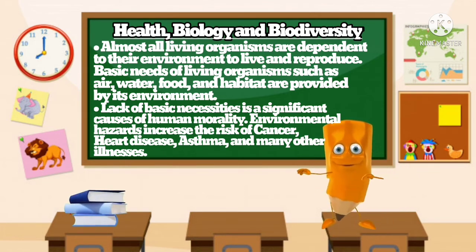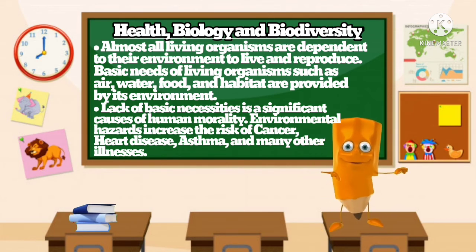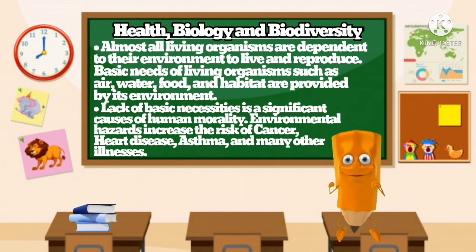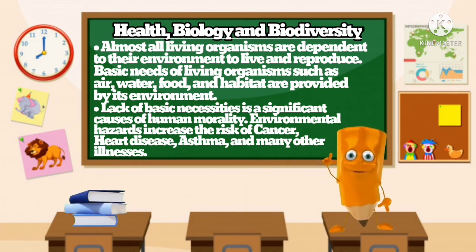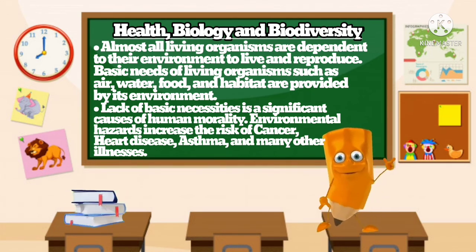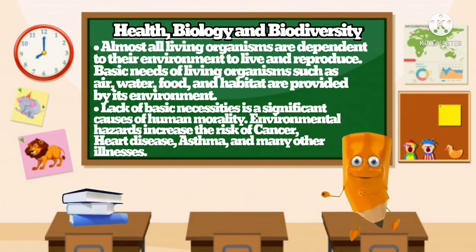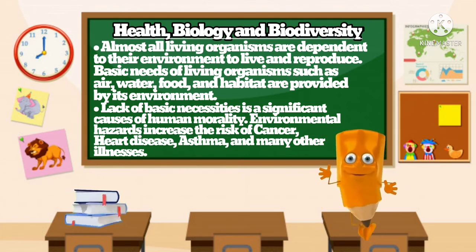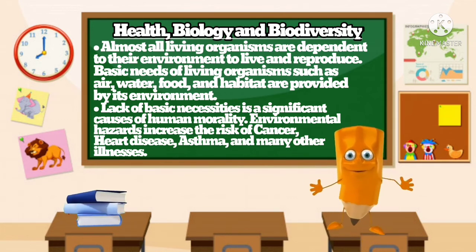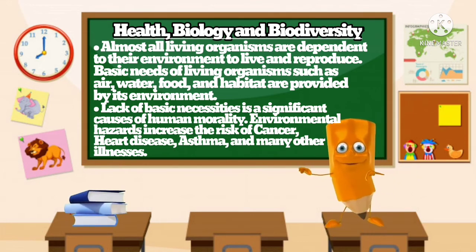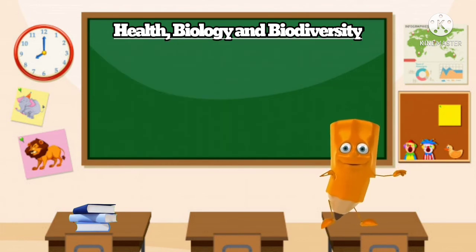Na kung saan the hazard increases the risk of cancer, heart disease, asthma, can be physical such as pollution, toxic chemicals, and food contaminants, or they can be social such as dangerous work, poor housing conditions, urban sprawl, and poverty. When we say urban sprawl, it is the uncontrolled expansion of urban areas.